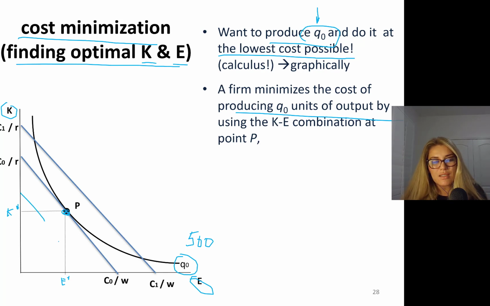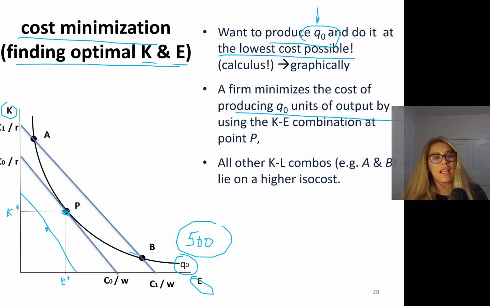I would like to produce at a lower cost, but with this cost curve, I can't reach my production goal of 500, this black isoquant curve, right? Why wouldn't I pick any point such as A or B? First of all, look at point A. It lies on a higher cost curve. Don't go there, it's too high. Point B also lies on this higher cost curve. All other combinations, A and B, lie on the higher isocost.